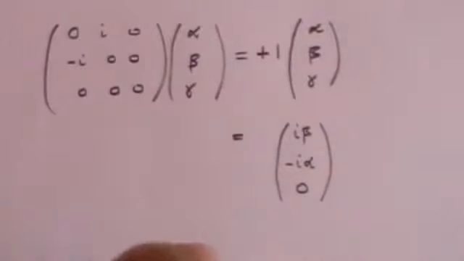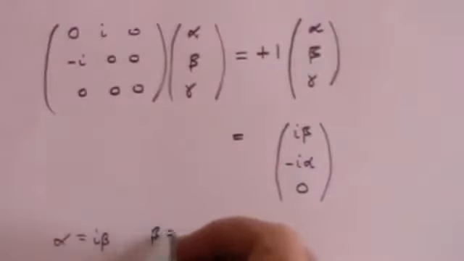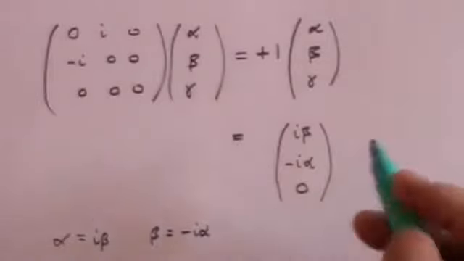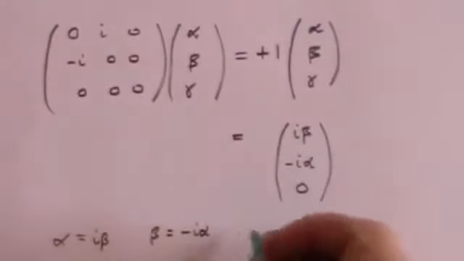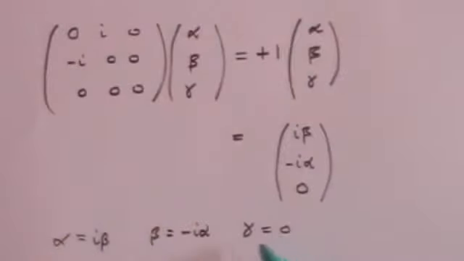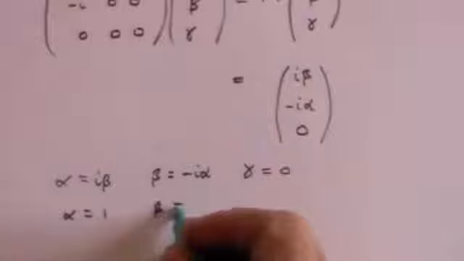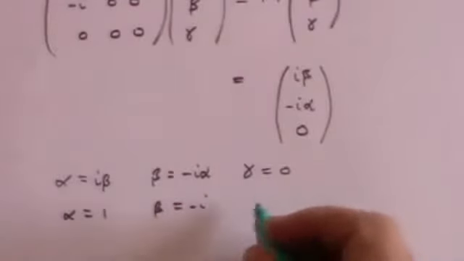So let me write that out. That means that alpha has got to equal i beta, because that's the top term in each case. Beta has got to equal minus i alpha, because that's the second term in each case. And gamma equals 0, because that's the third term in each case. So we've identified gamma straight away. That's 0. There are several solutions, but they are all the same kind of solution. But it works if you have that alpha equals 1, beta equals minus i, and gamma equals 0.